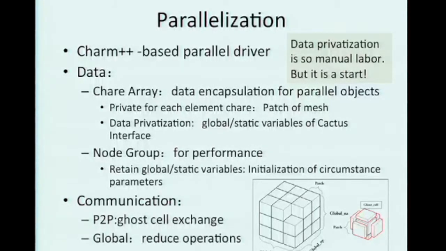Still, for the sake of performance, we can retain some global variables in the initialization of the Cactus environment. And also, there must be some new implementations of communication operations. They are P2P operations and reduce operations. For the data structure in the figure, the P2P operations mean the ghost cell exchanging.